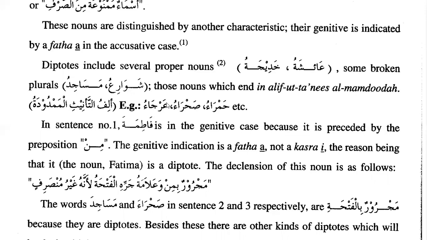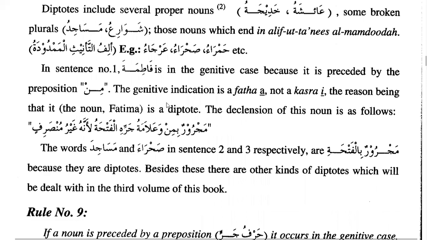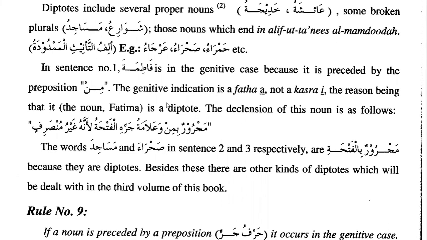In sentence number one, Fatimata is in the genitive case, because it is preceded by the preposition min. The genitive indication is a fatha, a, not a kasra, e. The reason being that the noun Fatima is a diptote. The declension of this noun is as follows: majrur bi min, wa alamatu jarrihi al-fathatu, li annahu ghayru munsarif.